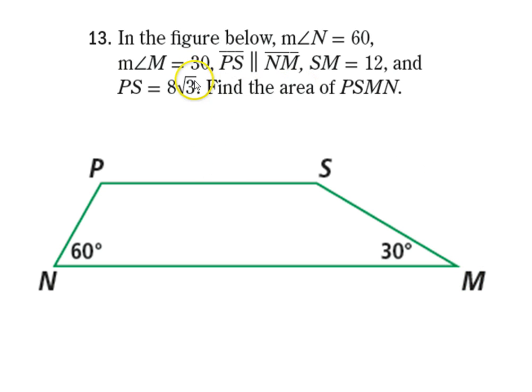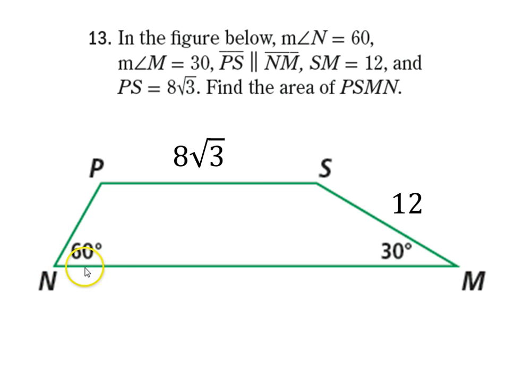So let's first put in this information we have. We have that angle N is 60 degrees. They tell us that. That was already there. They tell us that angle M is 30 degrees. They tell us that right there. And then they tell us that SM is 12, so this distance is 12. And they also tell us that PS is 8 times the square root of 3. That's right there. So PS is base 1 or base 2, whichever one you want to call it.